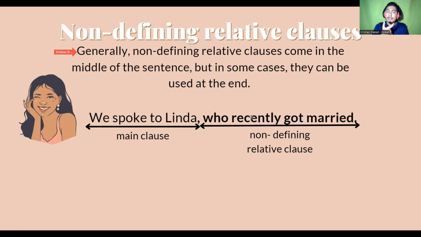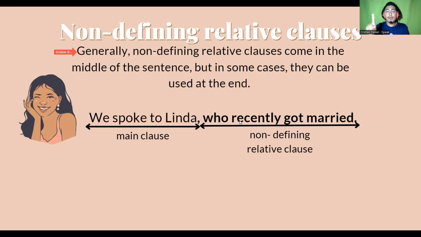We use who to make a non-defining relative clause. We spoke to Linda, who recently got married. And look at this. This is one sentence. The sentence is divided in two parts, the main clause and the non-defining relative clause. It's divided in two parts, but it is still one sentence.